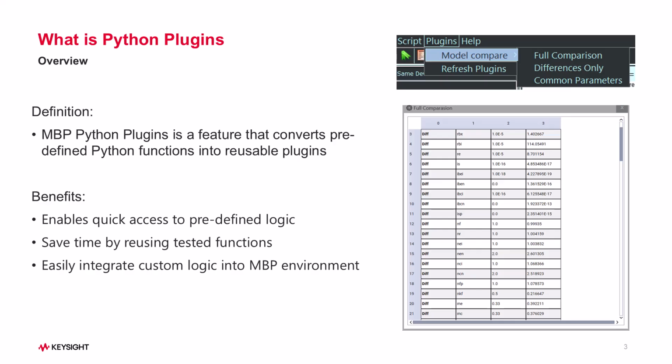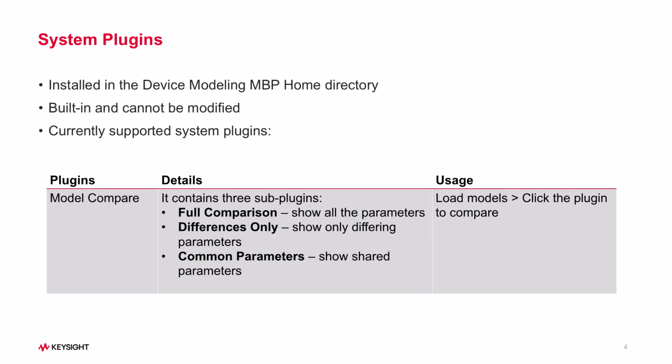Both types of Python plugins I mentioned previously can be accessed quickly through the Plugins button in the main menu. System plugins are predefined by MBP developers and cannot be modified. Currently, MBP supports one system plugin, and we plan to add more in future updates. The existing system plugin is Model Parameter Compare, which includes 3 sub-plugins.